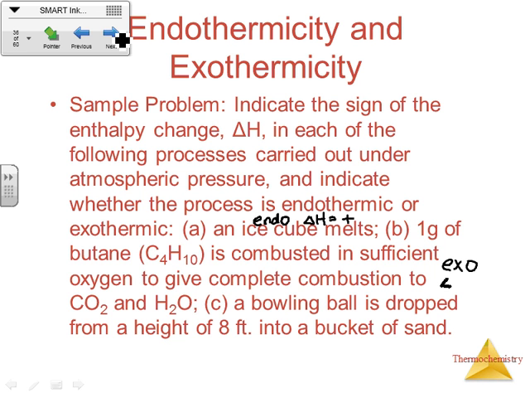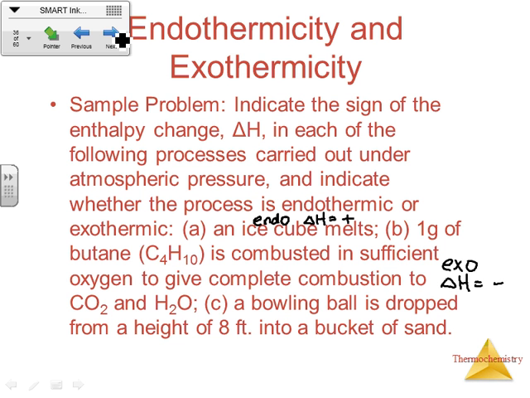Okay, which means that the delta H for that process is negative. And then a bowling ball is dropped from a height of 8 feet into a bucket of sand. Okay, so we talked about this the other day. When the bowling ball gets dropped, there's 2 things that are going to happen. First of all, the bowling ball is going to have some work done on it. Now, you're not going to notice that very much because the bowling ball is fairly rigid.